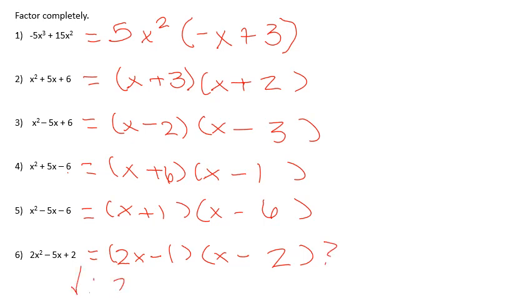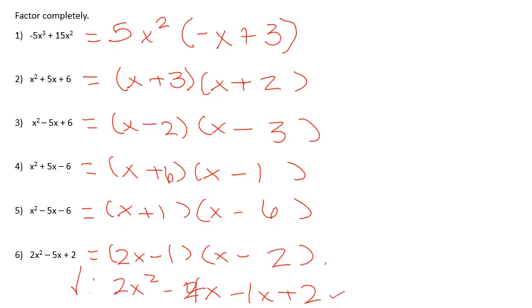2x times x is 2x squared. 2x times negative 2 is negative 4x. Negative 1 times x is negative 1x. Negative 1 times negative 2 is positive 2. 2x squared checks. Negative 4x and negative 1x makes negative 5x. And positive 2, it works. And so I have it. So I can erase my question mark.